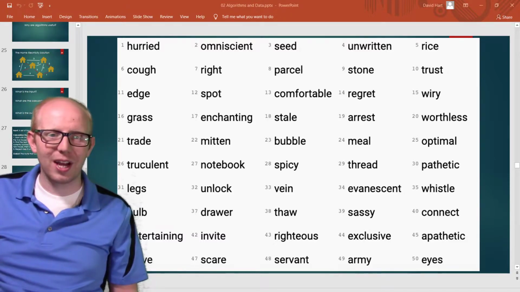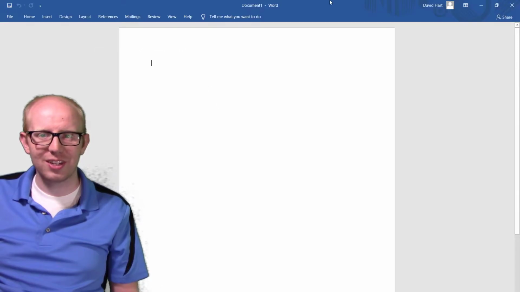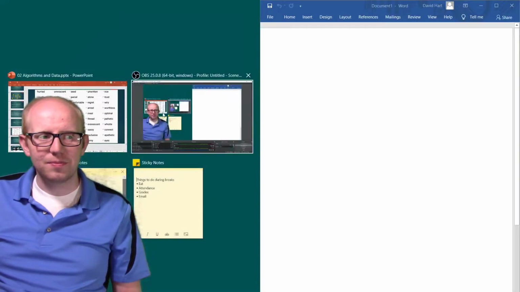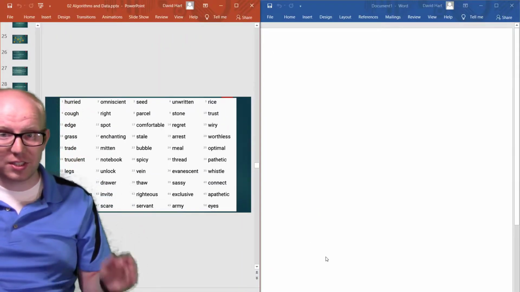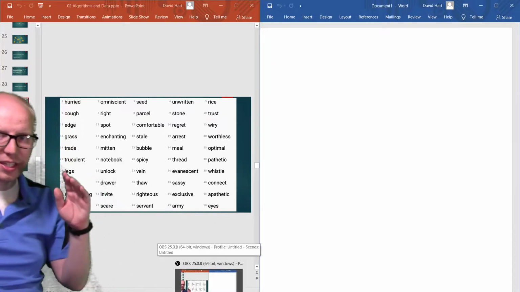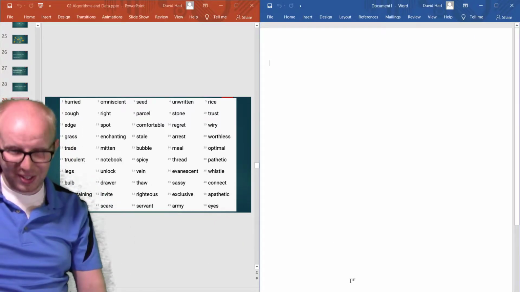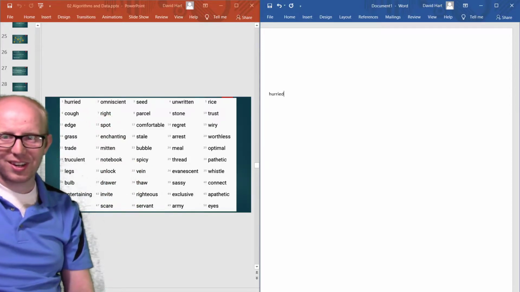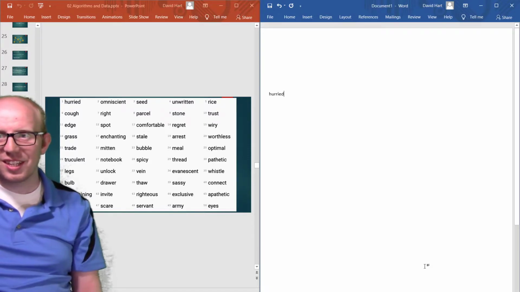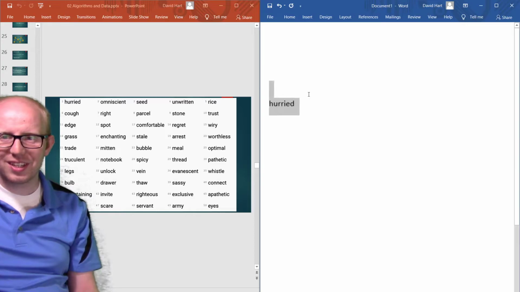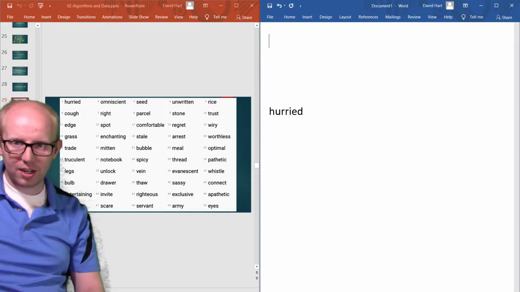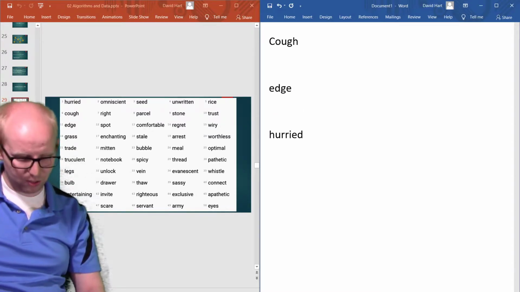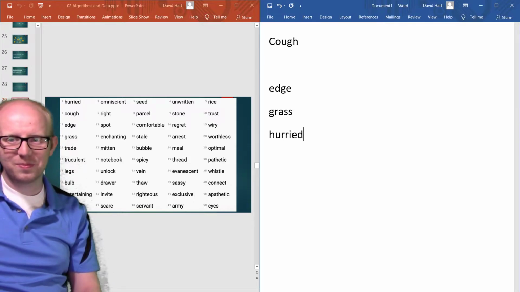So for example, what I do when I solve this problem, I'll just open a blank document here, is instead of going through the word list every single time, I just try and put each one by letter first. Okay? So if I was looking through my list, I'd start with the first word seen. I'd put, okay, hurried is right there. Okay? Let me see if I can increase the size of this a little bit. There we go. And then I'd say, well, okay, cough is up in the C's, so it's up here. And then edge is around there. And grass is around there. Okay? And I go down.